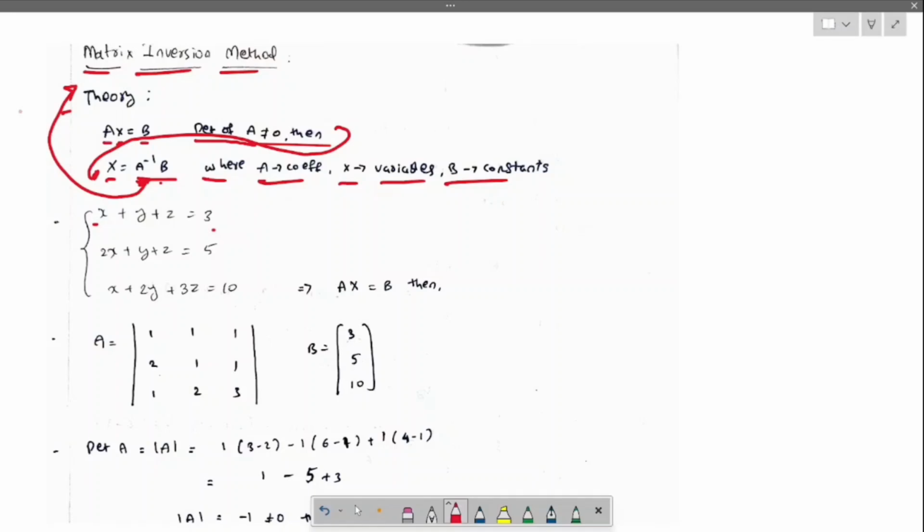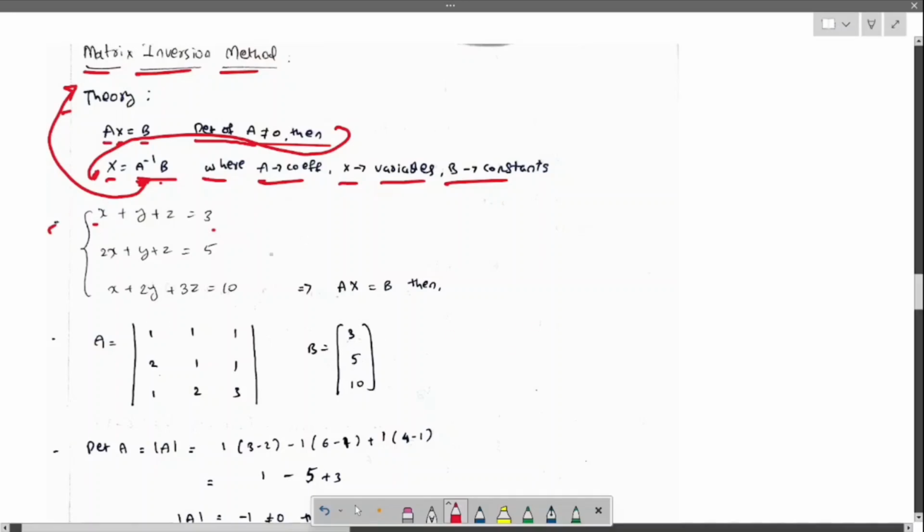So let us go for one question. This is the question given. AX equals B is the format, right? Then what is A? All the coefficients you need to write: 1 1 1, 1 1 2, 1 2 3. Then B is the constant: 3 5 10.